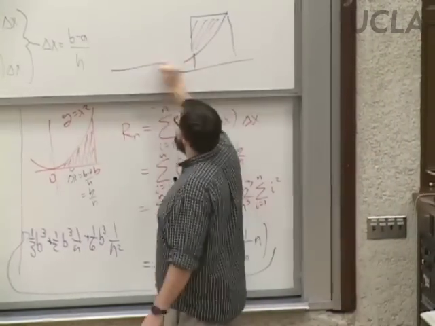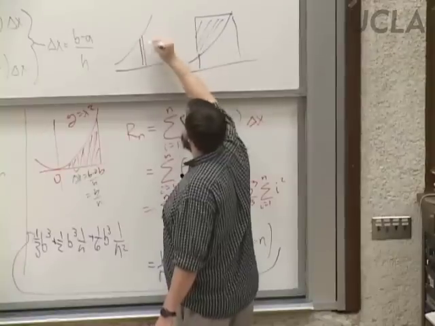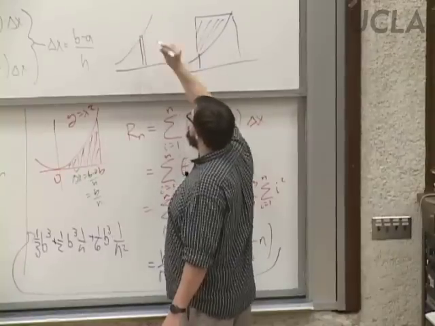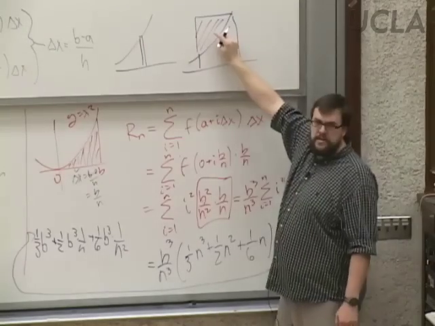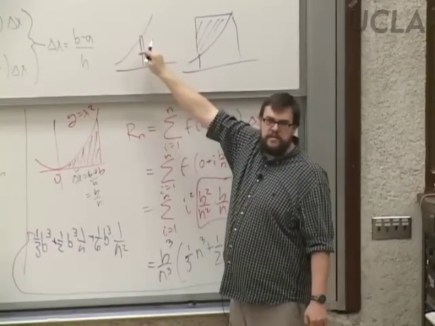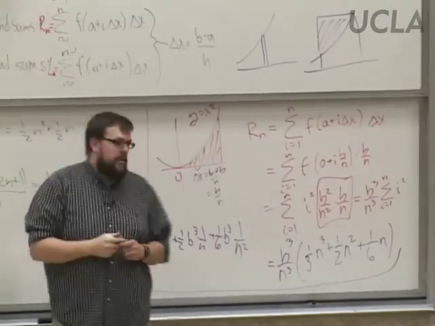A skinny one. See, if I'm using a skinny rectangle, like this, sure, I'm off. Relatively speaking, my error is much smaller. Here I have a ton of error. Here I have much less error. And so if I really want a better approximation, I really want n to be large.